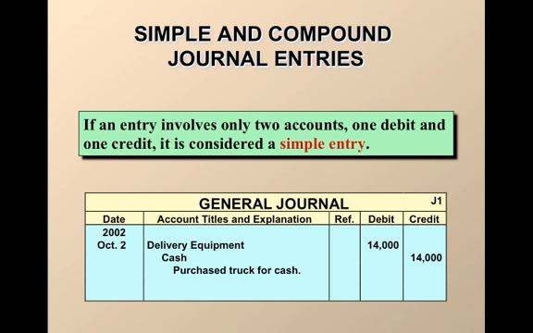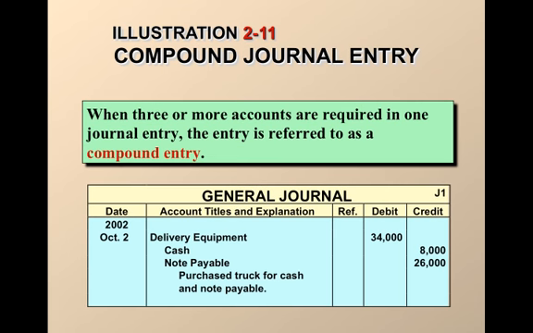If an entry involves only two accounts, a debit and a credit, it's a simple journal entry. However, if it involves more than two, here you can see there's three. There's delivery equipment, cash, and notes payable. Then that's a compound journal entry. Most of our transactions will be compound journal entries because of HST.